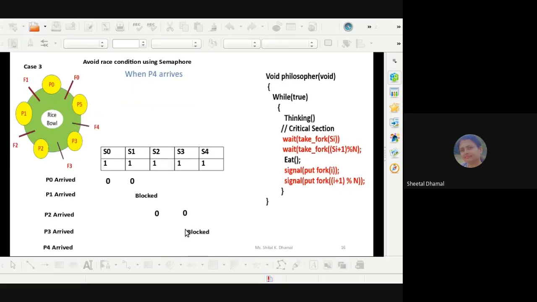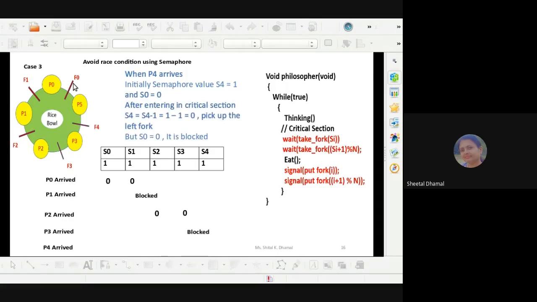Okay, process P4 will come now. P4 requires S4 and S0. It will check S4 and S0, because P0 is already using the S0 fork. Though the value of S4 is 1, so he can pick up the fork on the left hand side, but the fork on his right hand side is used by P0. So because of this, process P4 will block. Okay. So here you can observe that at a time only two processes are able to use the critical section.